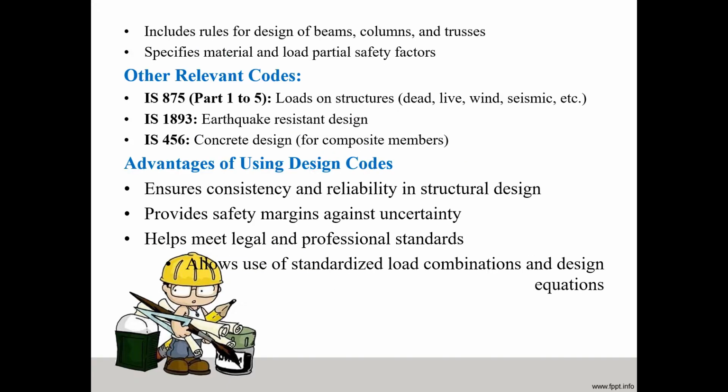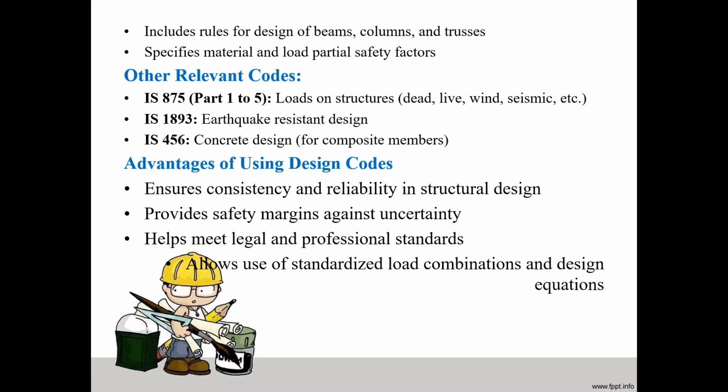It includes the rules for design of beams, columns and trusses, and specifies material and load partial safety factors. Then other relevant codes are IS 875 Part 1 to 5, loads on structures. In this code all the loads are given, that is dead load, live load, wind and seismic load, etc. Then the next code is IS 1893, earthquake resistant design. Then IS 456, concrete design for composite member.